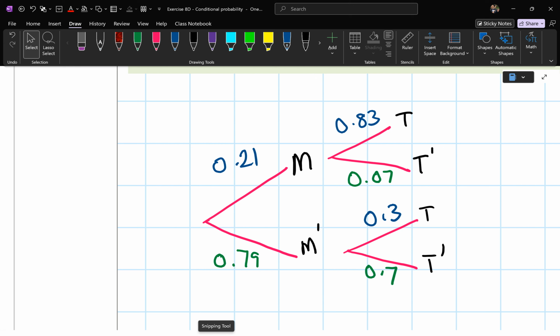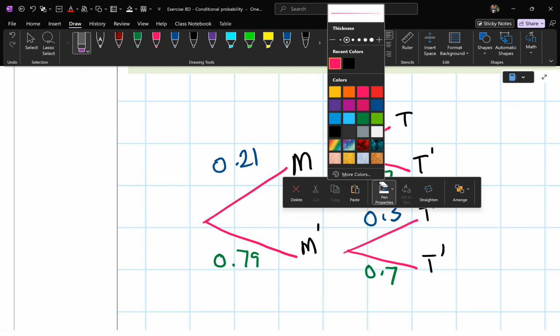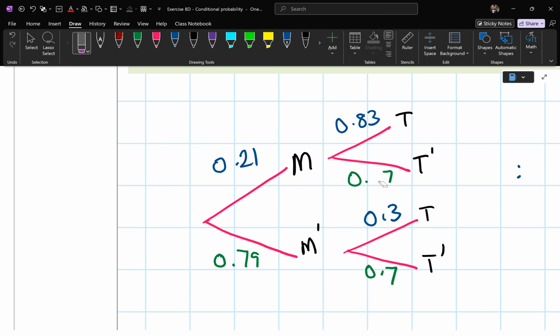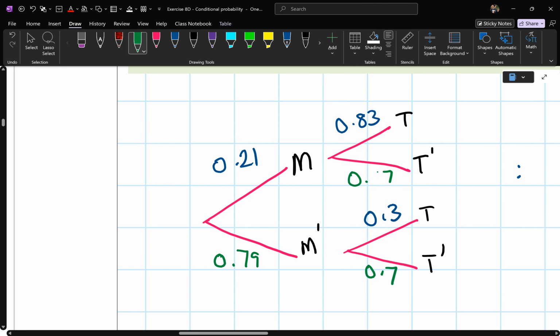Isn't it 0.17, not 0.07? Wait, what was it? Not raining on Tuesday, Monday, and then not raining. Yeah, this one. Oh, my answer's wrong. We did something right. Thank you. Oh, I've got to fix my answers.